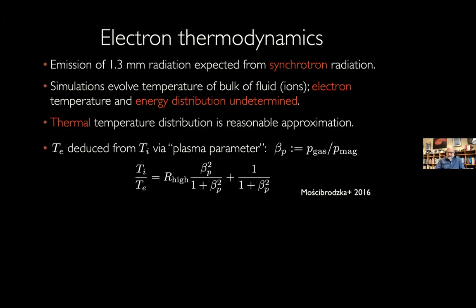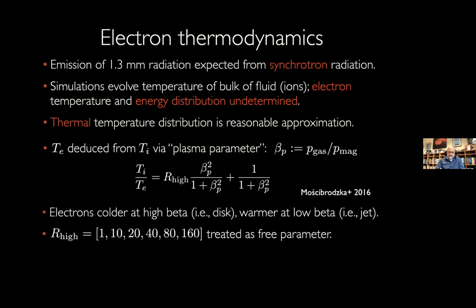I have a parameter, which is the plasma beta parameter, which is the ratio between the gas and the magnetic pressure. And then you have essentially one coefficient, which allows you to go around and put all of your emission in the disk or in the jet, depending on what is this value of R high. And so this is the prescription we've used in the papers. And we use a number of values for R high. So in my talk later on, you will see I often use this coefficient R high.